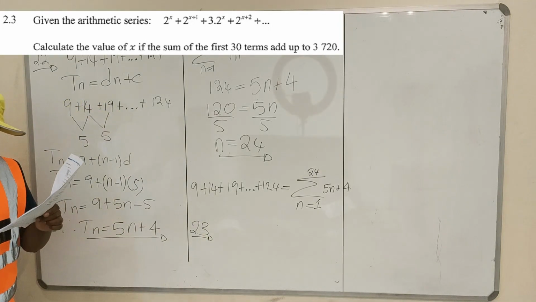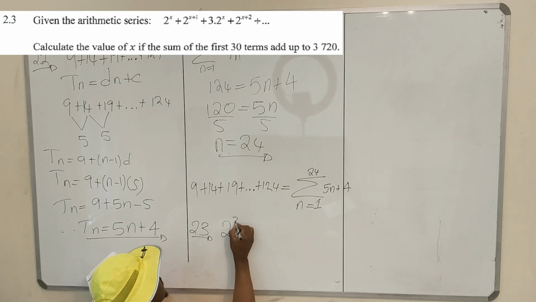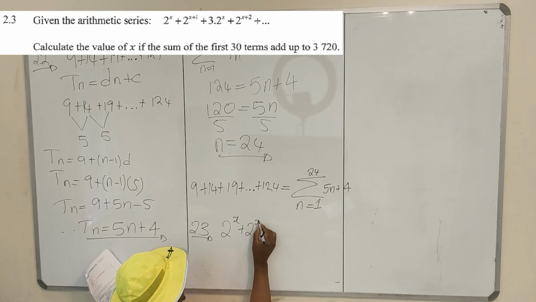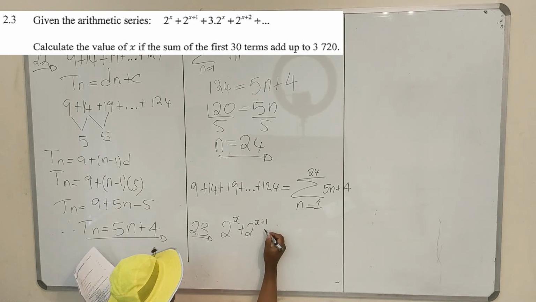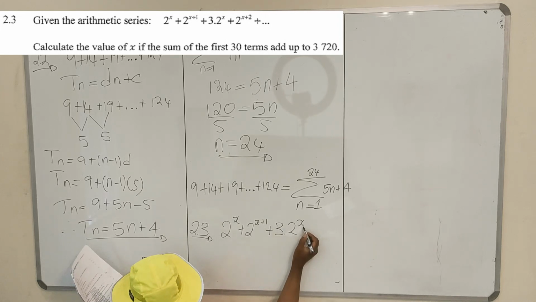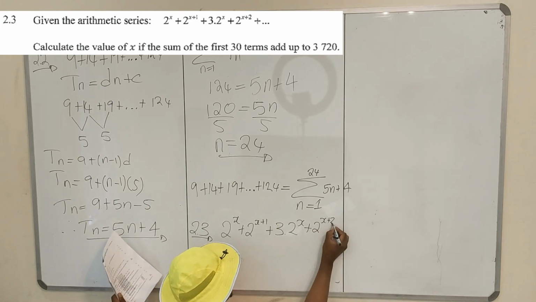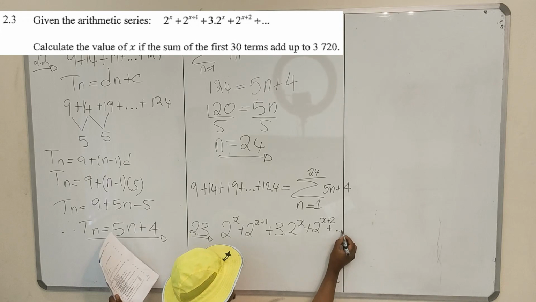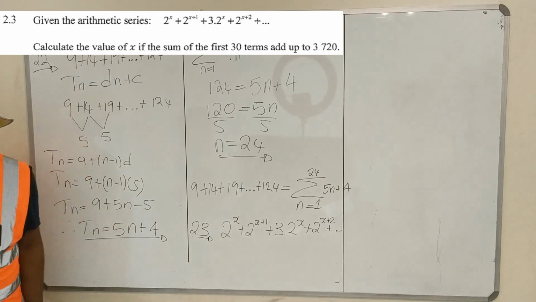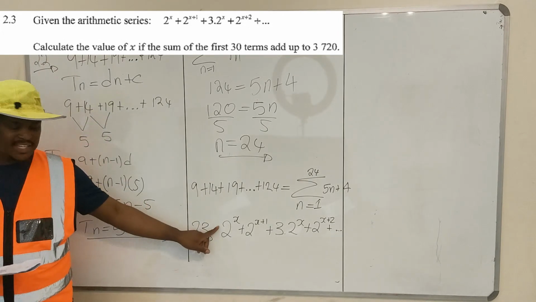So we are given an arithmetic series. It is 2 raised x, plus 2 raised x plus 1, plus 3 times 2 raised x, plus 2 raised x plus 2, and it continues, right? So we are given this series here. We are told that it's arithmetic. Do you understand? We are told this is an arithmetic series.